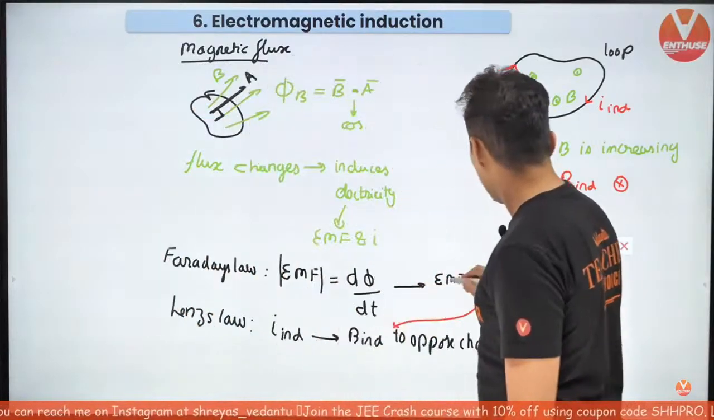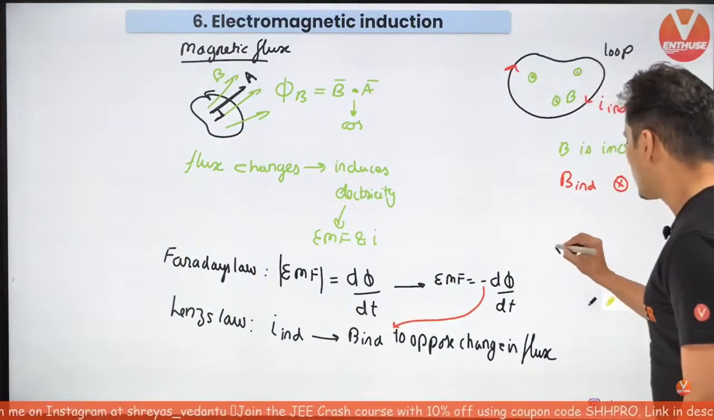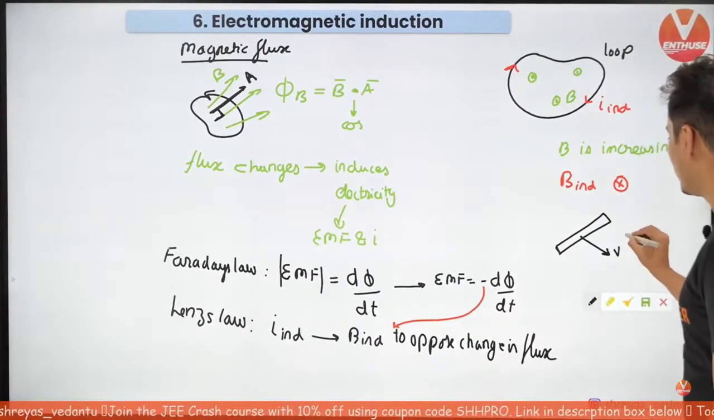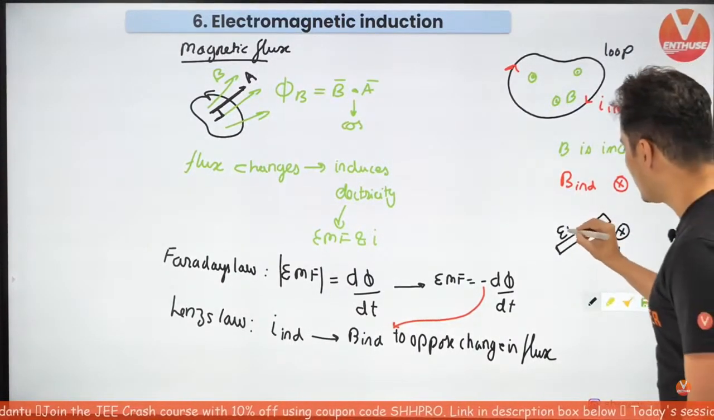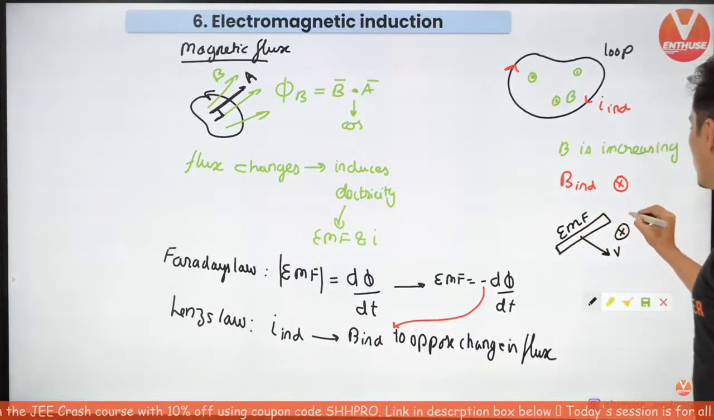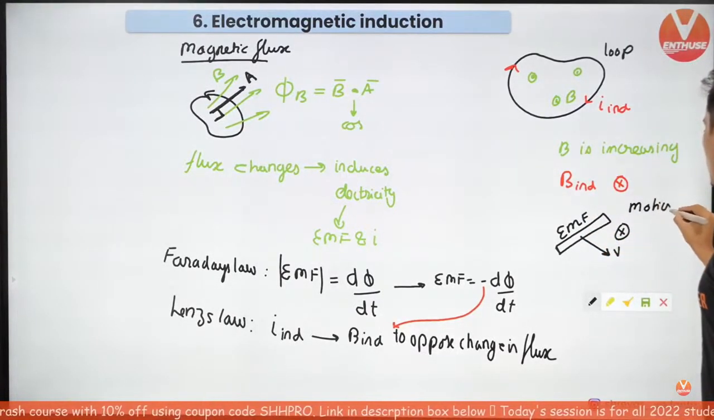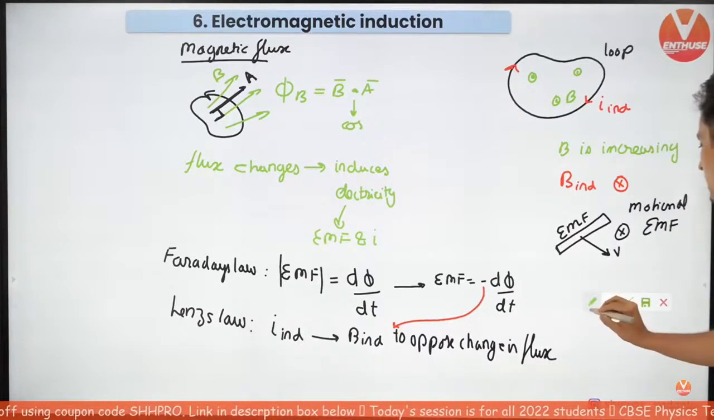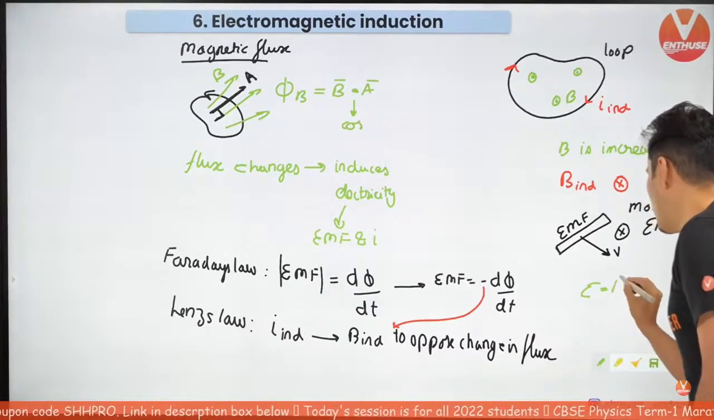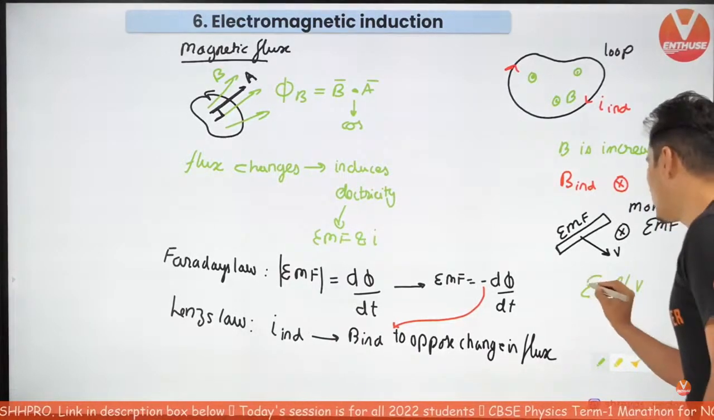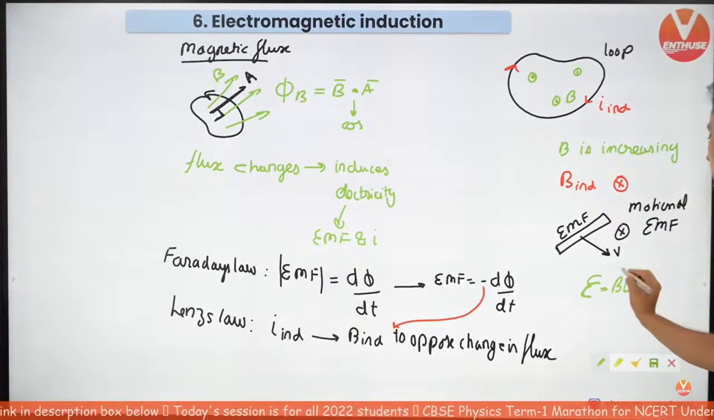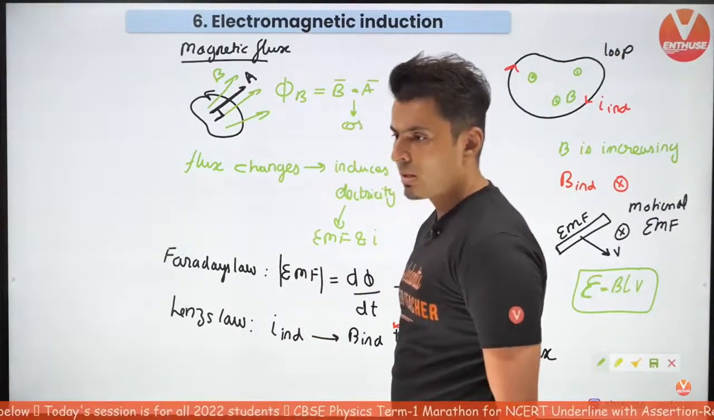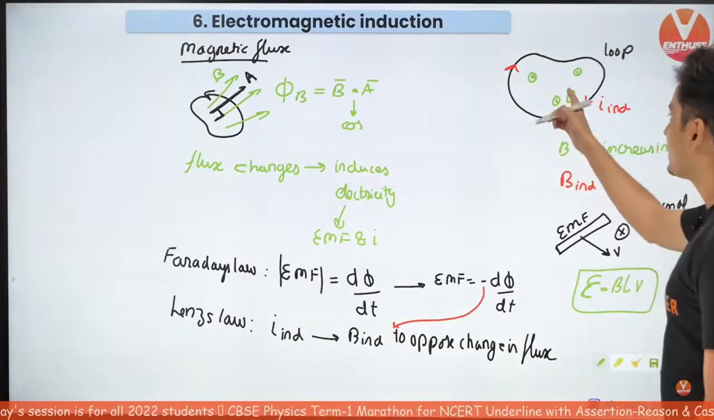Very good. Now, when you take a rod and you move it in the magnetic field, then also there is EMF created. This is called motional EMF, and the motional EMF formula is BLV. So this is the motional EMF formula. This is something again which you should remember. Very good. Okay.